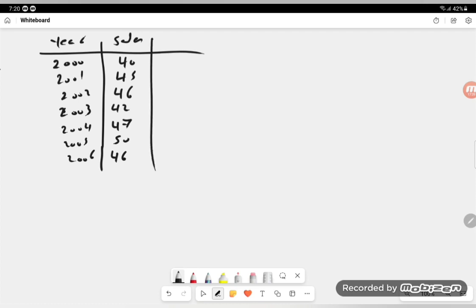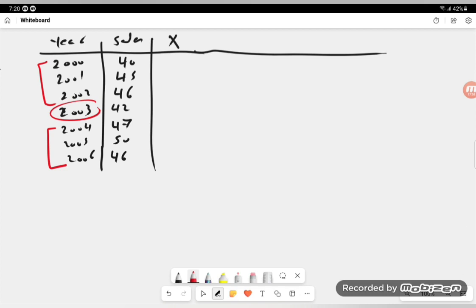The first step is to find the value of x. As we said, x represents time. And in order to find the deviated form of x, we take the middle point. These are three observations and three observations. So here it will be 2003. If you would like to find the deviated form, it will be 2000 minus 2003. It's negative 3. So for the first one, it's negative 3.